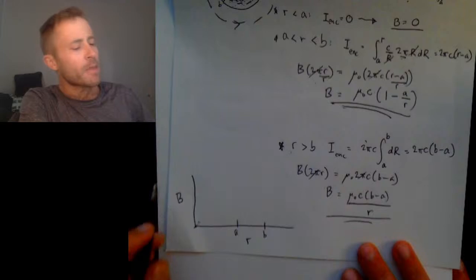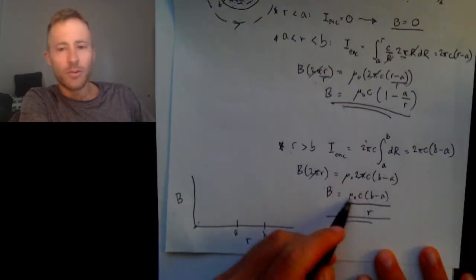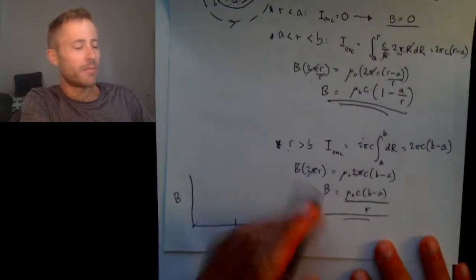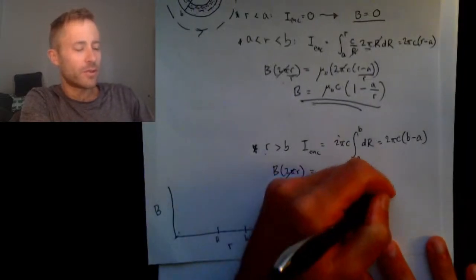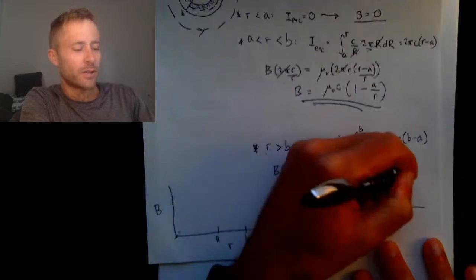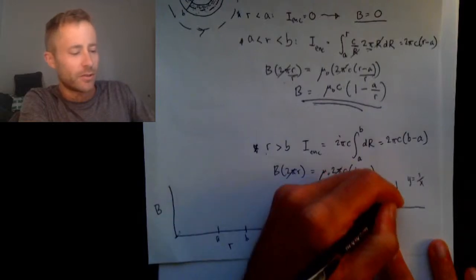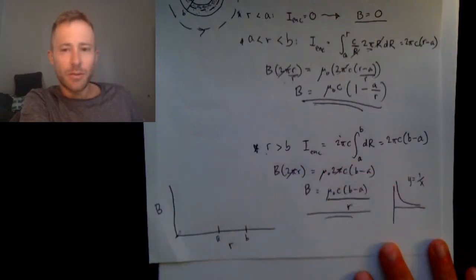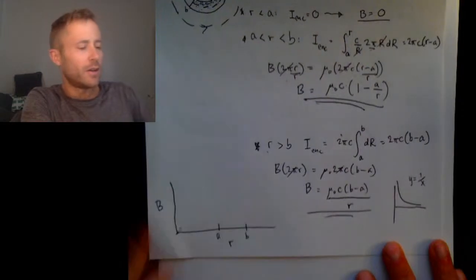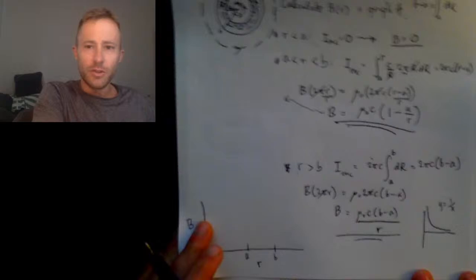So the graph of B equals a constant divided by R, that one's really simple. If you do y equals 1 over x, it just looks like this. So that shape of graph is really easy. This one might be a little bit trickier for you to see, so let me show you.